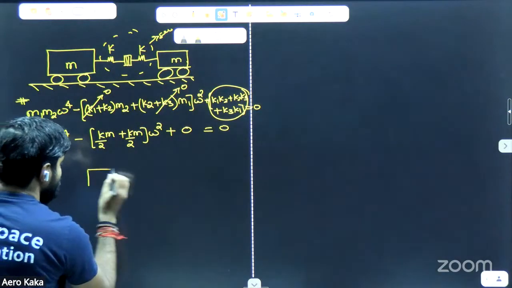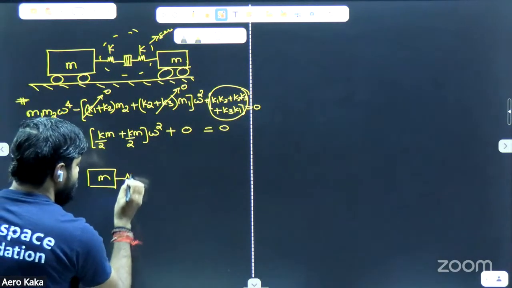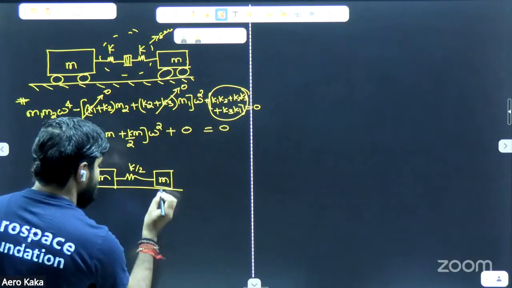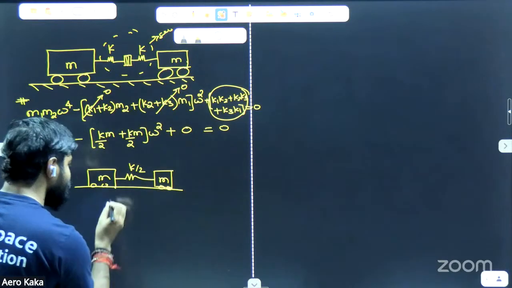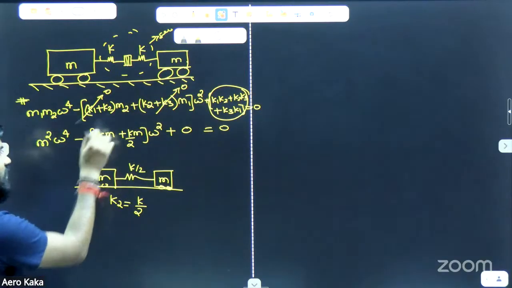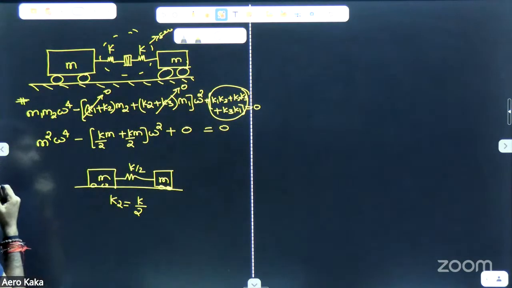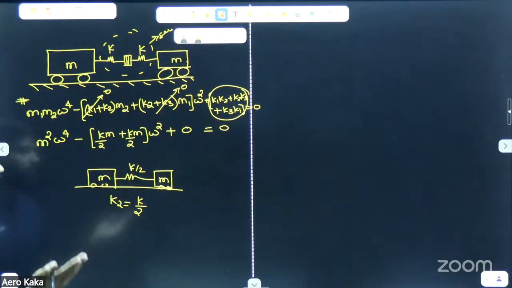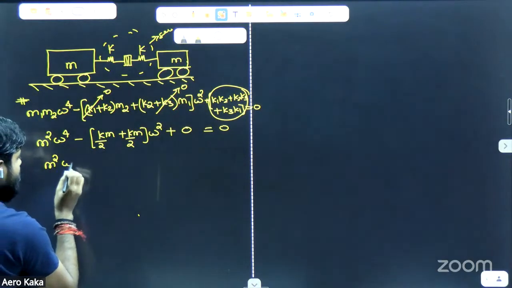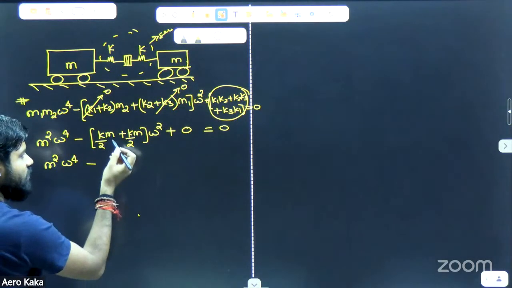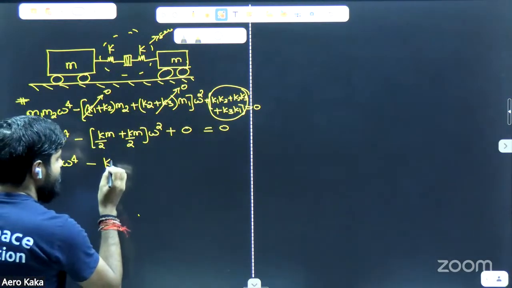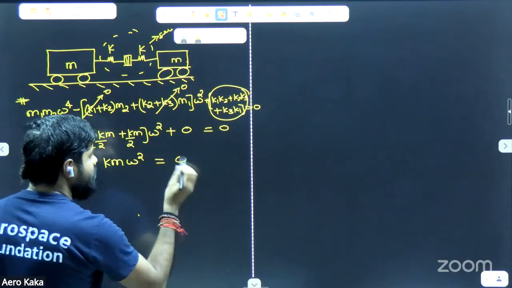Please remember our system, the final one. That's M, that's K by 2, right? And this is M here. This is our system. Done? So here K2 is given as K by 2. So just substitute K2 is equal to K by 2. Then are you getting this one? First verify, yes or no. It means that I can write here m square omega raised to power 4 minus how much? 1 by 2 times 2 becomes 1 only. So it is going to be Km omega square is equal to 0.